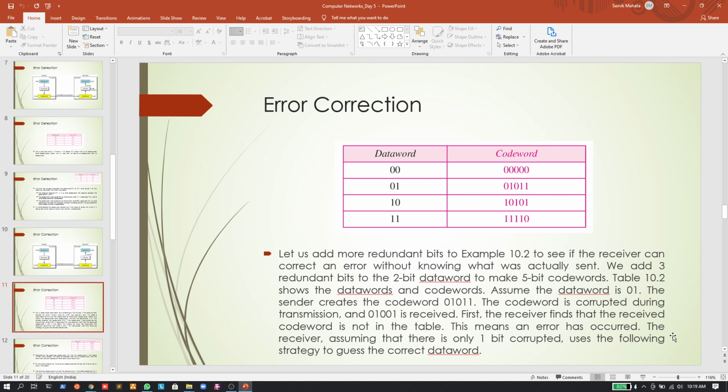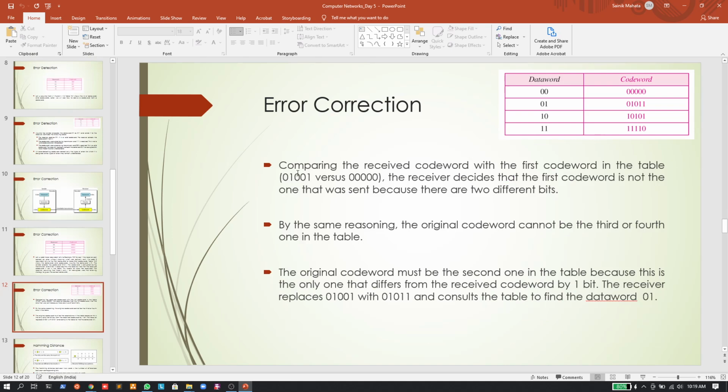Assuming that only 1 bit is corrupted, the receiver uses the following strategy to get the correct data word. We have 1 minute left, so let us see the strategy quickly. We compare the received code word, 0 1 0 0 1, with the first code word in the table, which is all zeros. The receiver decides that the first code word is not the one that was sent because there are two different bits.